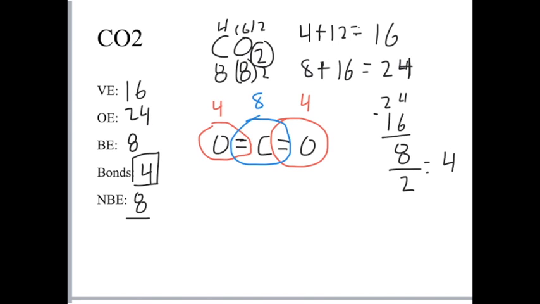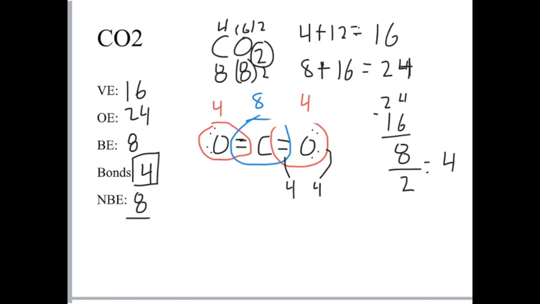So I'm going to have to add 4 dots around oxygen so that it has 8 electrons around it, because now it has 4 from these bonds and 4 from these non-bonding electrons. And I'm going to do the same thing over on my left side. And there would pretty much be my Lewis structure.